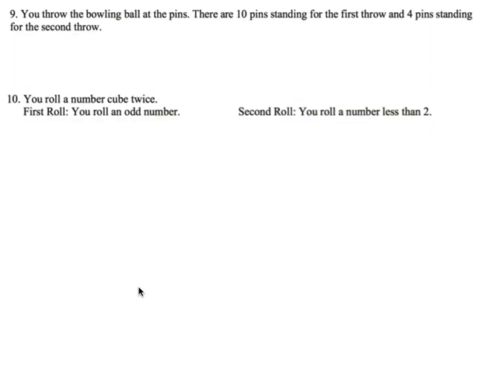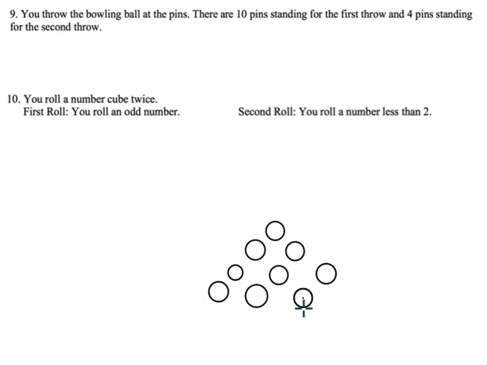You throw a bowling ball at the pins. There are 10 pins standing for the first throw and 4 pins standing for the second throw. Okay, got to think about the game of bowling. So there's 10 pins generally. Just going to quickly try to draw an aerial view of them. It's not going to turn out well, but okay. So we've got 10 pins, kind of shown from the top here. And we're going to throw the ball, and there's 4 pins standing for the second throw.